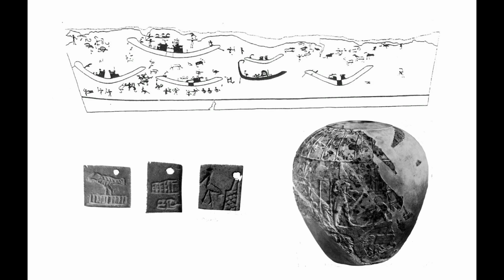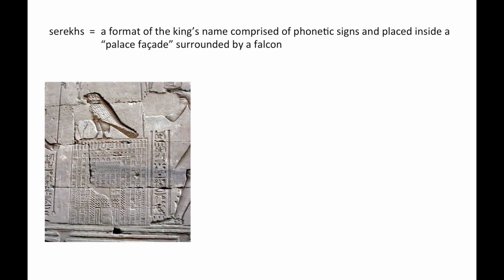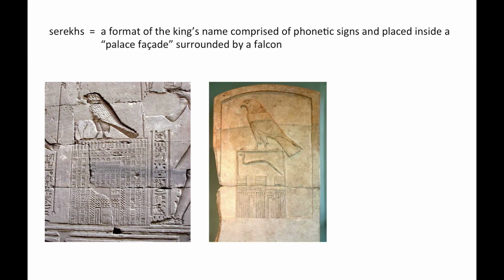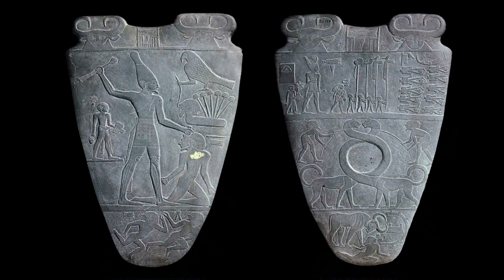They appear on royal seals, impressions, labels, and pot marks to identify goods and materials for and by the newly formed Egyptian state. These hieroglyphics are referred to as serekhs. Serekhs are a format of the king's name and were comprised of phonetic signs and placed inside a palace facade surrounded by a falcon. The second documented use of hieroglyphics was on royal commemorative art.